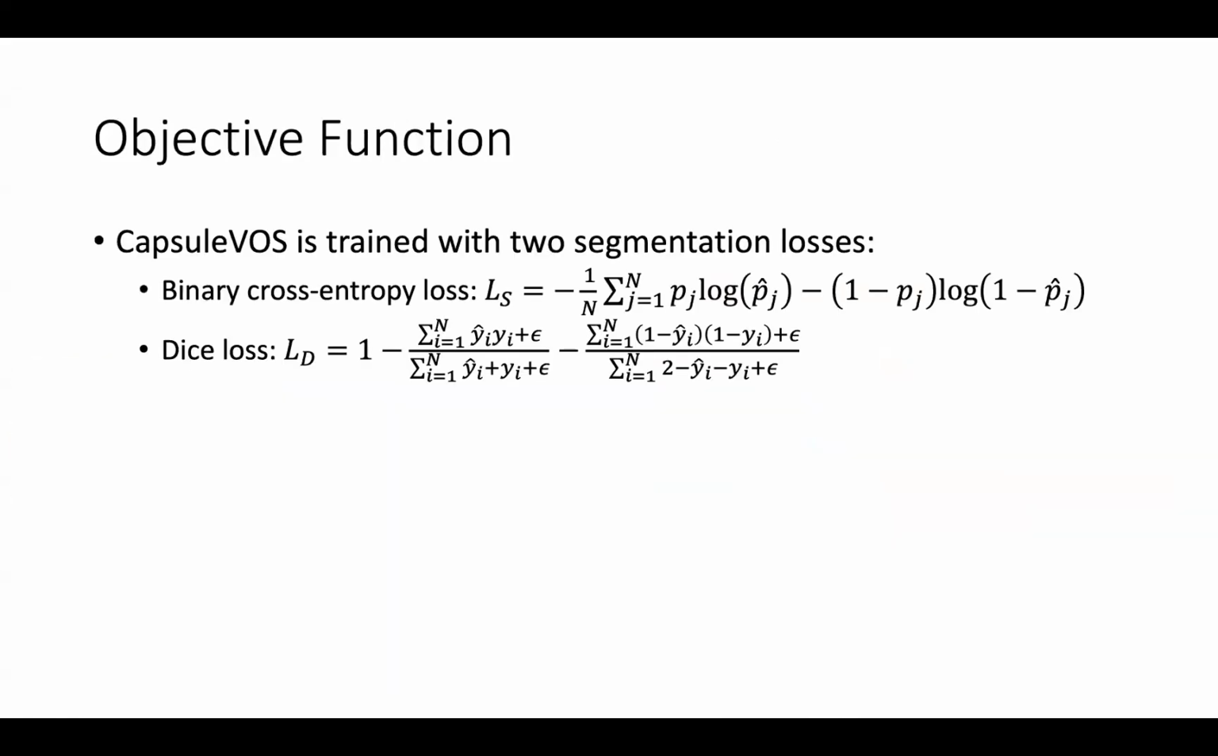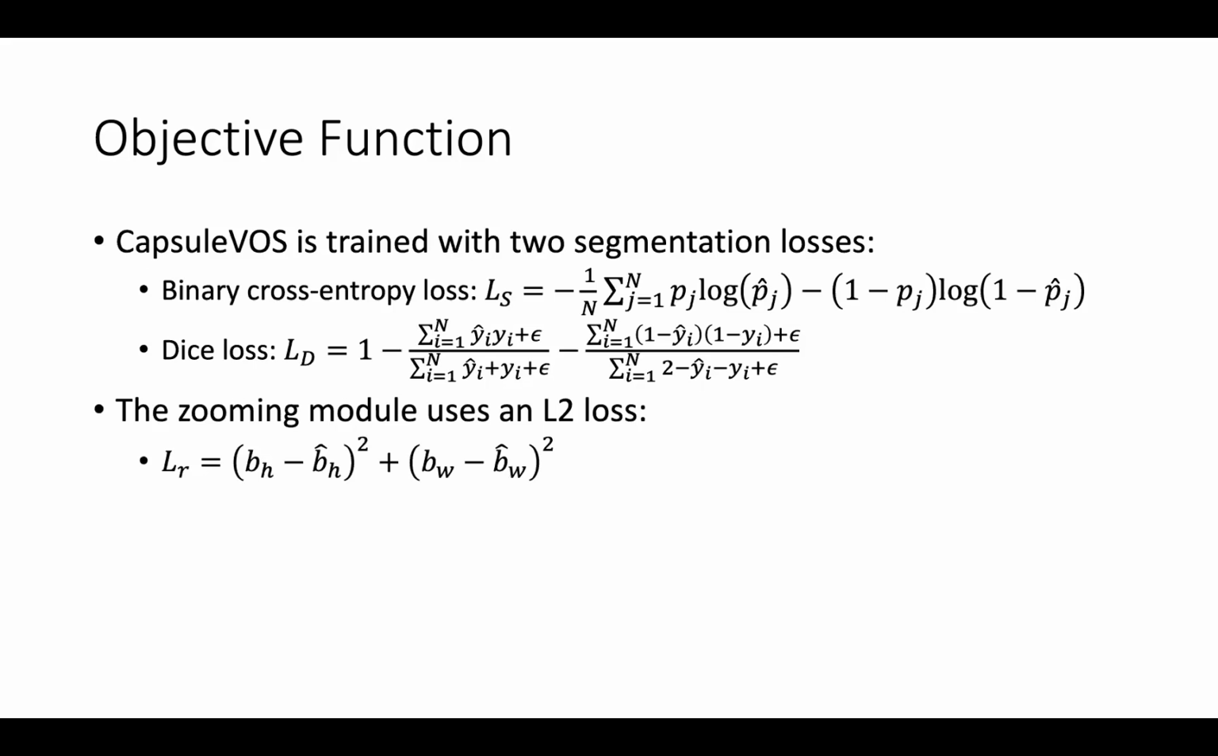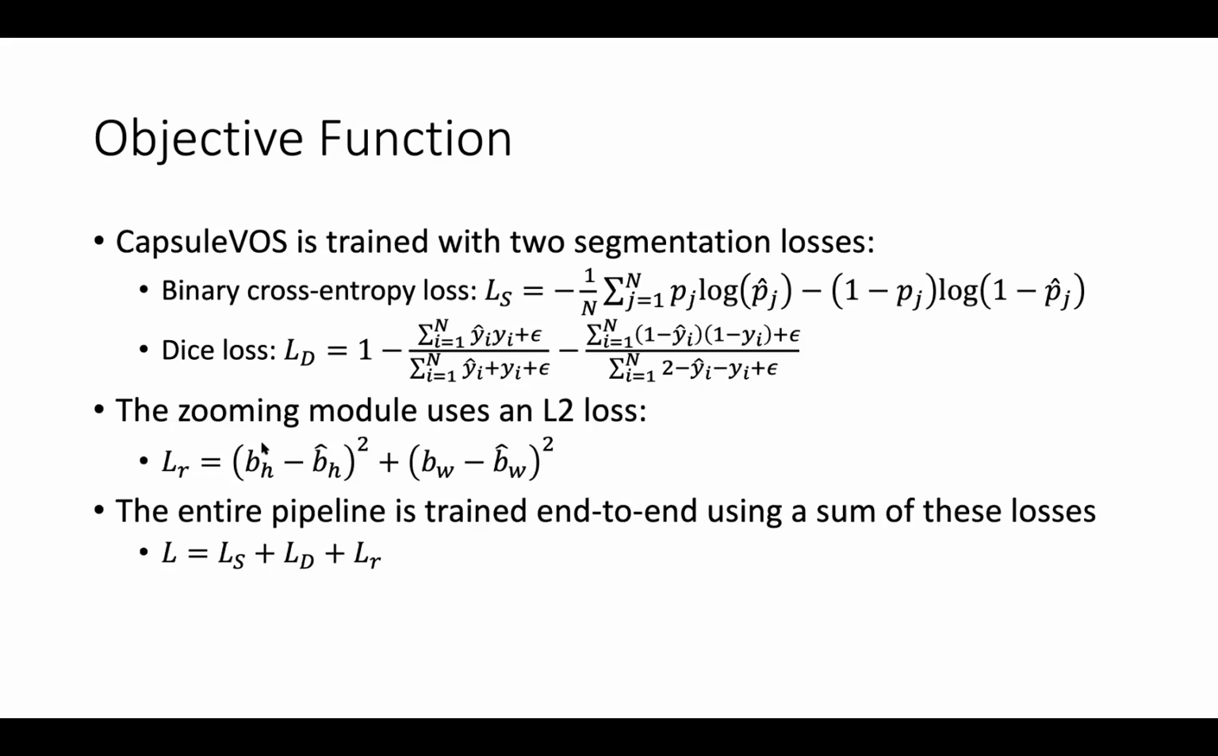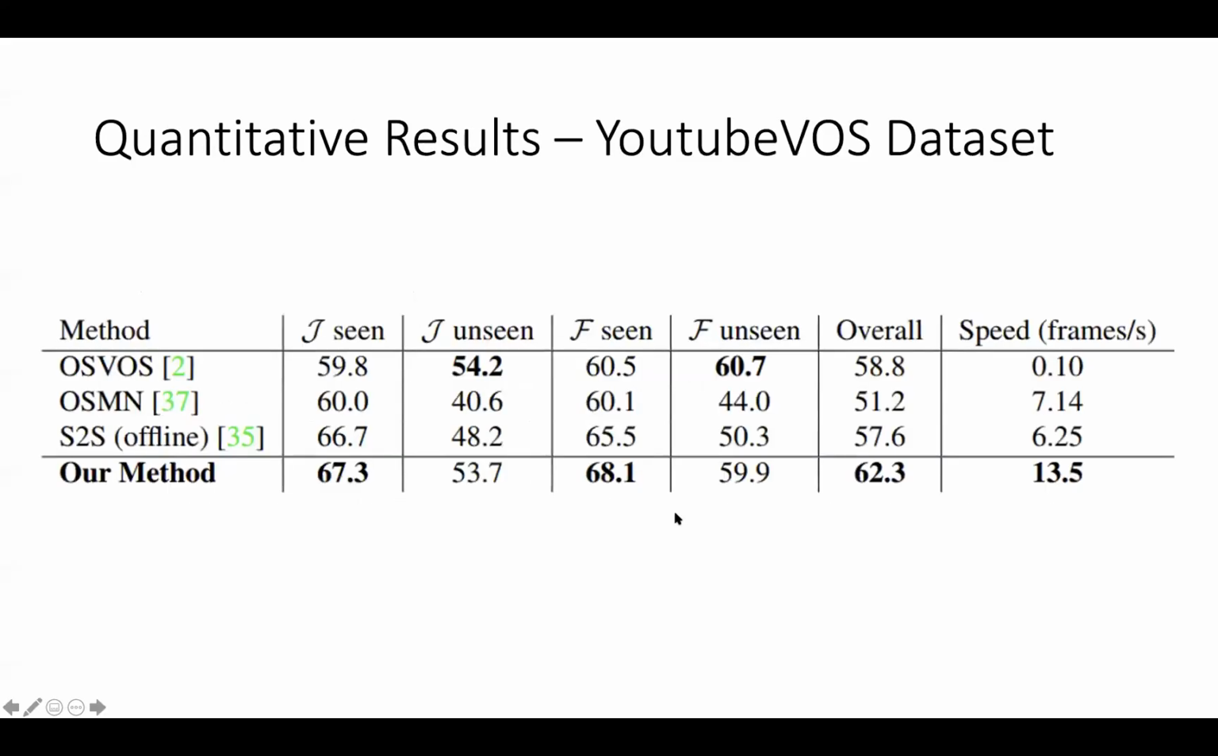So our network is trained end-to-end. We use 2 segmentation losses, binary cross entropy, as well as a dice loss. And this dice loss lets us obtain more fine-grained segmentations. And we also trained the zooming module with an L2 loss for the bounding box that the zooming module predicts. And the entire pipeline is trained end-to-end using the sum of all these losses.